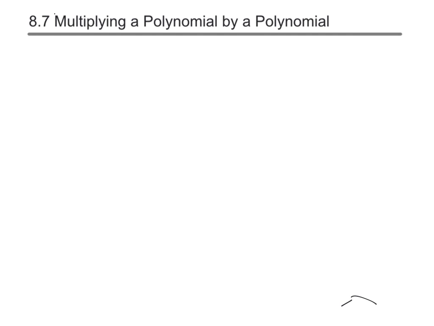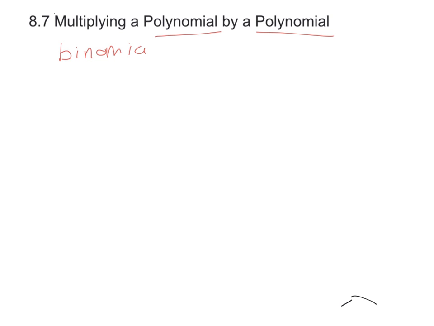You are up to 8.7, which is multiplying a polynomial by another polynomial. And in the beginning, what we are going to be doing mostly is multiplying a binomial times another binomial. So a binomial has two terms, and so each of these are going to have two terms.